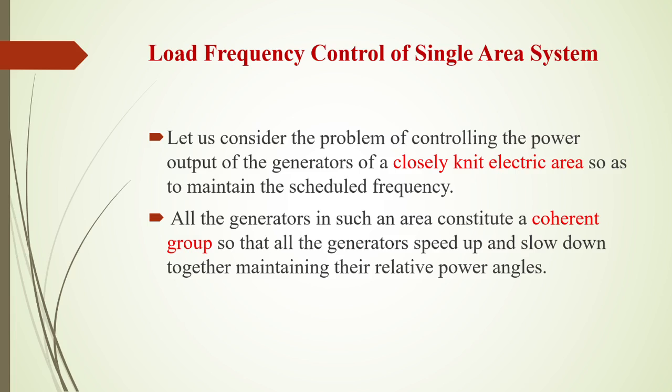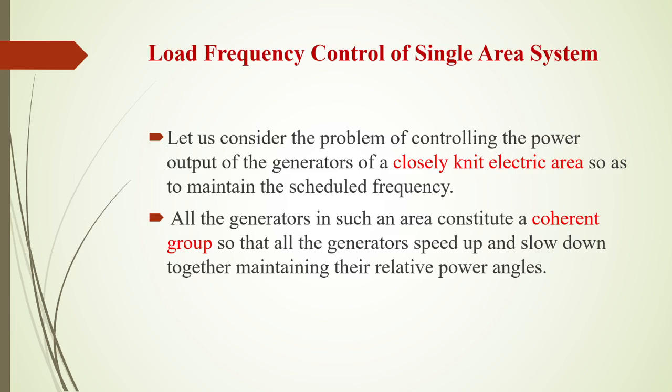Why do we have to maintain the frequency as constant? A change in frequency may cause a change in speed of the consumer's plant, which may affect the production process. We also maintain constant frequency so that the power stations run satisfactorily in parallel, the various motors operating on the system run at desired speed, correct time is obtained from the synchronous clocks in the system, and other devices can function properly. That's why we have to maintain the scheduled, constant frequency.